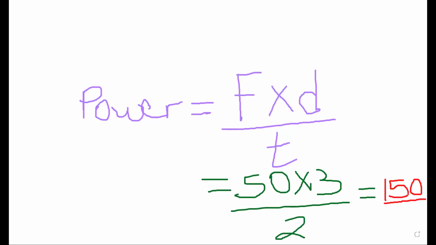Then we divide it by 2 to get 75. And remember, they told us that the answer we are getting has to be in watts. And watts is a capital W. So every one of us has 75 watts, most of us, and that is our answer.